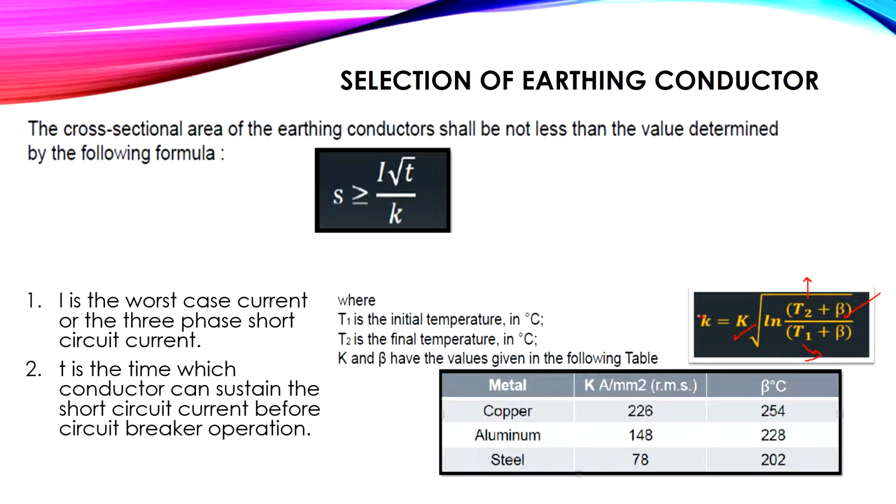Then we substitute in this equation, and we get a value in millimeter square, which represents the cross-sectional area. Then we take a value larger by 10%, or the next larger standard value.